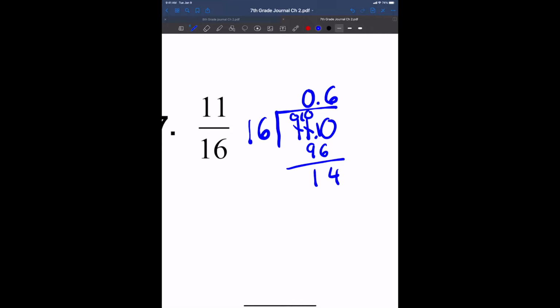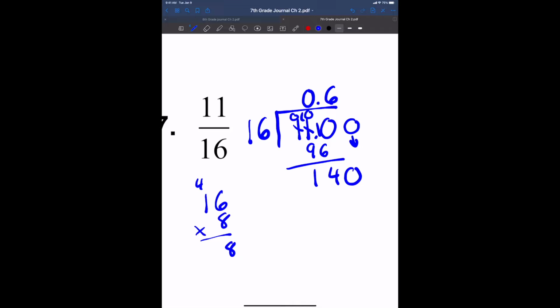14. Bring down a new 0. Ooh, 140. Now we know we can go higher. So what's 16 times... I know 16 times 10 is 160. How about 16 times 8? 6 times 8 went on a date. Then they came back with?